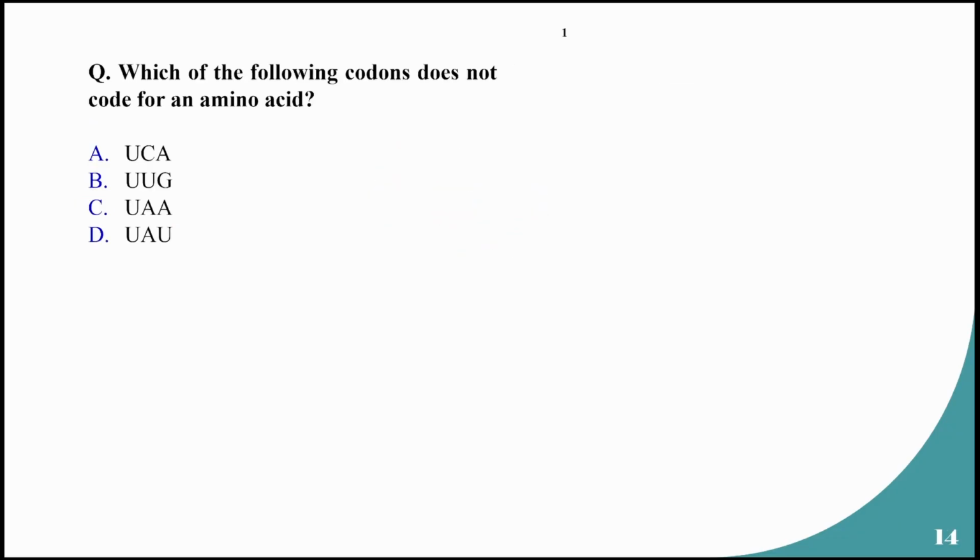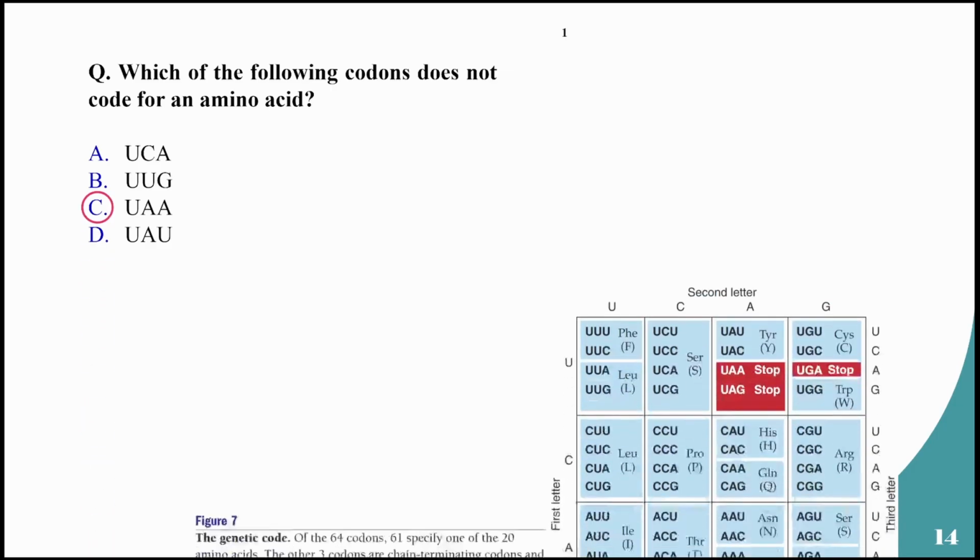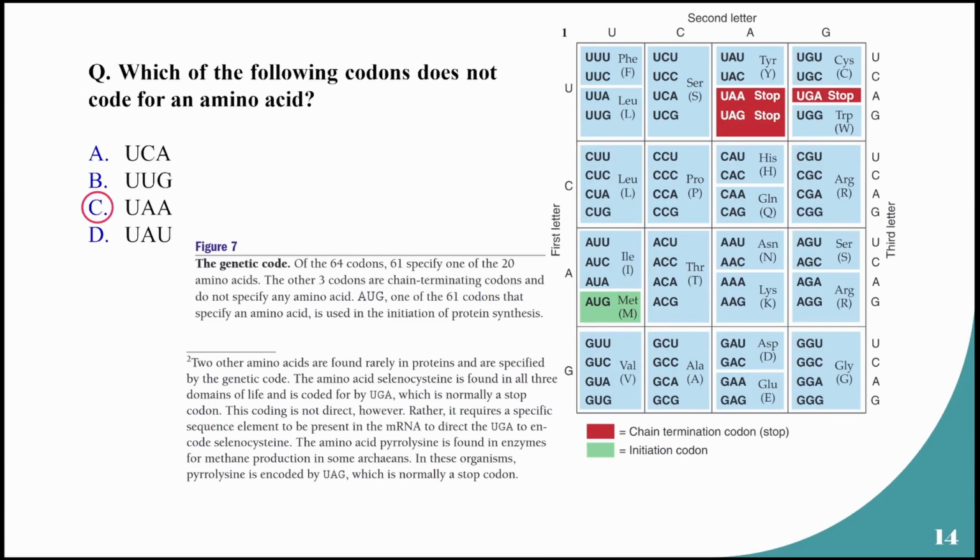Okay. So again, a similar question: which of these codons will not code for an amino acid? Anyone? Yeah, I see the answer that C is the stop codon. Okay. So here you can see that UAA, UAG, UGA, these are stop codons.